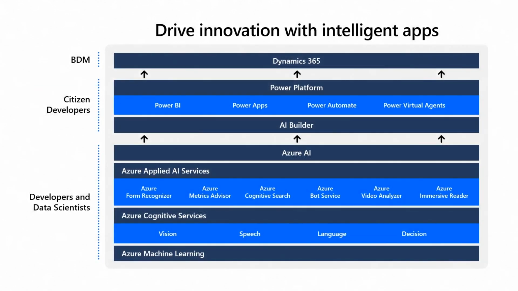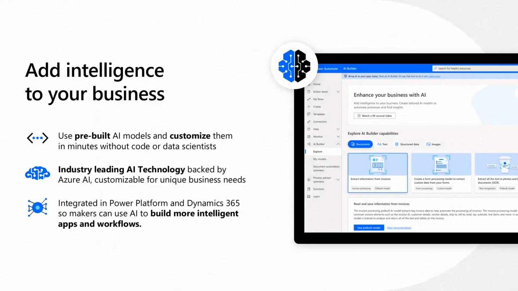There are many different tools and services that you can use to build intelligent solutions across the Microsoft stack, such as Azure AI Services, the Power Platform, and Dynamics 365. In this session, we'll be focusing on the Power Platform, Microsoft's no-code, low-code app development platform that includes Power BI, Power Apps, Power Automate, and Power Virtual Agents. Within the Power Platform, we built a no-code AI authoring capability called AI Builder.